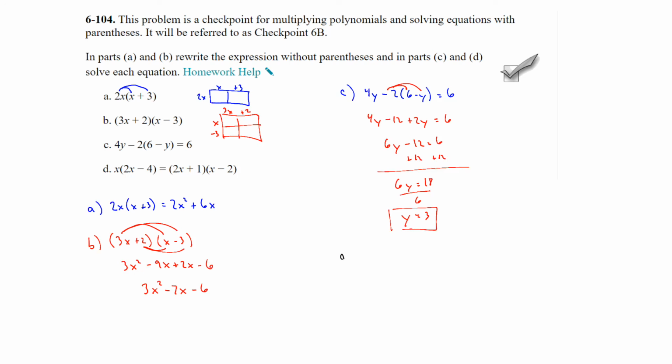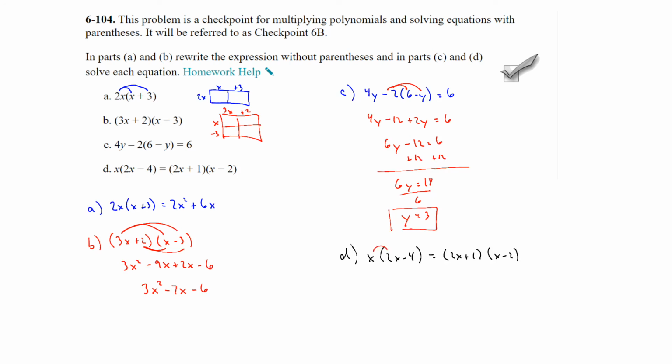And then on the last one, we have D. Got a couple of things. We got parts A and B thrown into an equation. So we're going to distribute the x on the first one. And then on the second one, it's a binomial times a binomial. So we're going to do either the generic rectangle or use the distributive property.